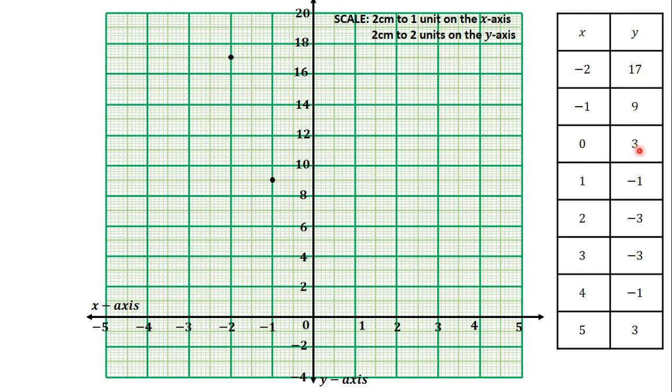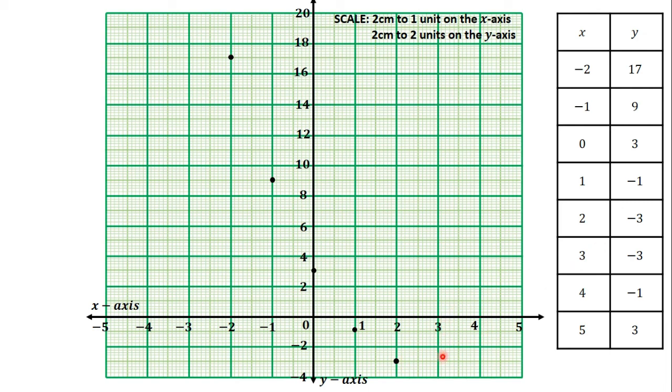The next one is 0, 3. So 0 on the x-axis and 3 on the y-axis. 3 will be between 2 and 4. So we have the point 0, 3 here. The next one is 1, minus 1. So 1 on the x-axis and minus 1 on the y-axis. Minus 1 will be between 0 and minus 2. So we have the point 1, minus 1 here. The next one is 2, minus 3. 2 on the x-axis and minus 3 on the y-axis, which will be between minus 2 and minus 4. So 2, minus 3. We have that point here.